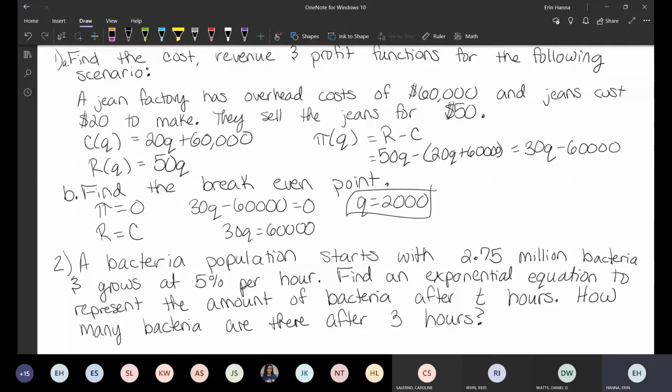But remember, for break-even point, I always want the break-even quantity and break-even price. I'm very specific about that on the quiz. It's in the instructions. So to find the break-even price, we take that quantity and plug it into either cost or revenue, whichever one makes you happier. I usually plug it into revenue.